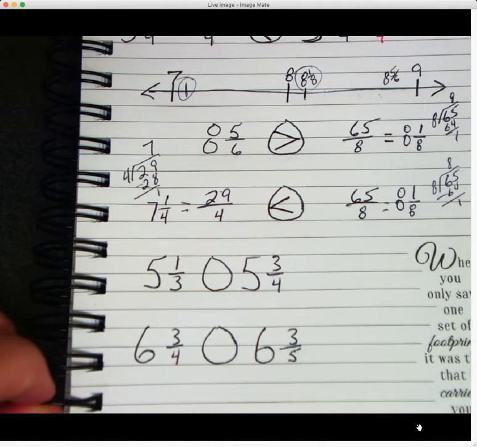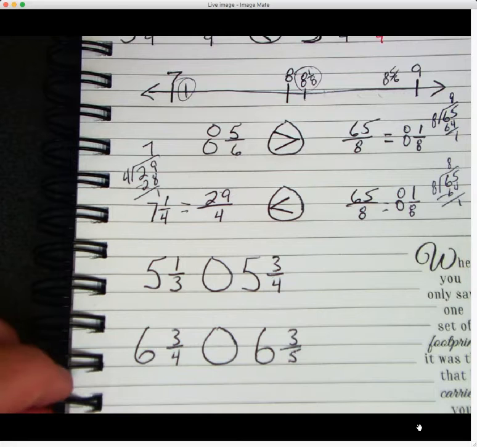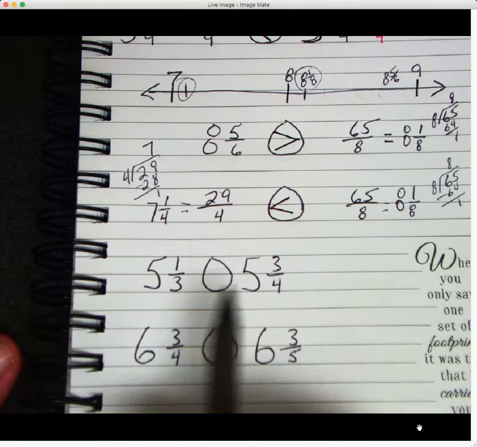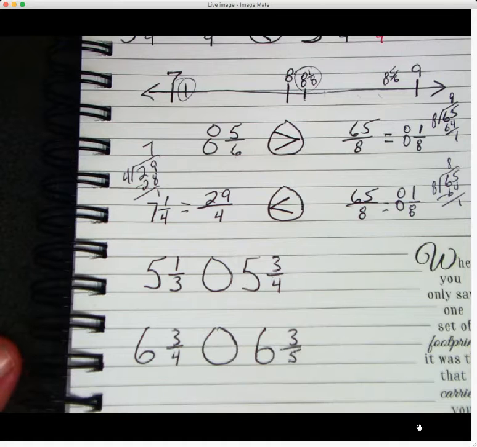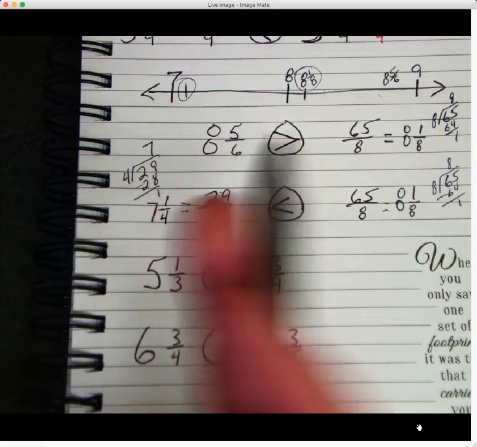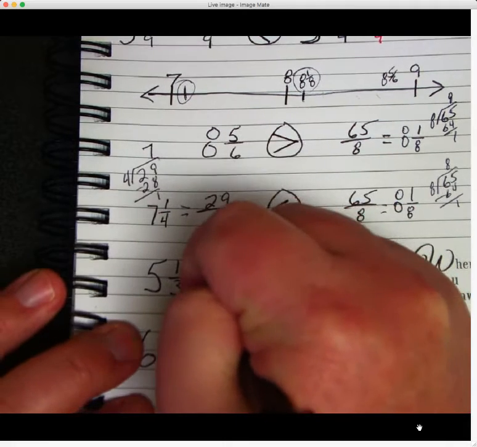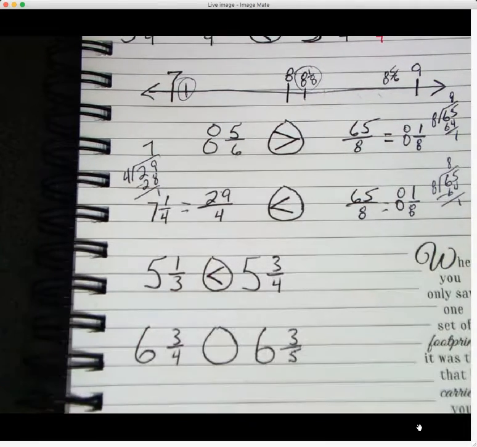Some of these, like this one, we can look at, and I can imagine 5 1/3, and I can imagine 5 3/4 on a number line. 1/3 is going to be close to the 5, but 3/4, that's almost all the way to the 6, because 4/4 would make it 6. So I know this one is greater. Now that's just that reasoning part. That's just thinking through it.